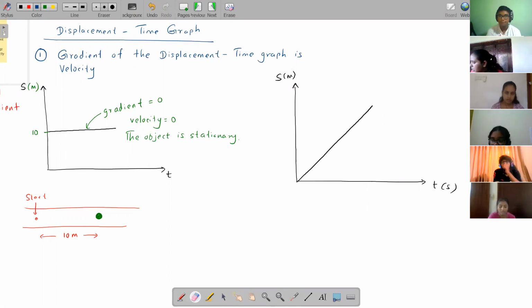Okay, so here this is a constant gradient graph. So if it's constant gradient, you can write here gradient is constant. So if gradient is constant, what's happening?